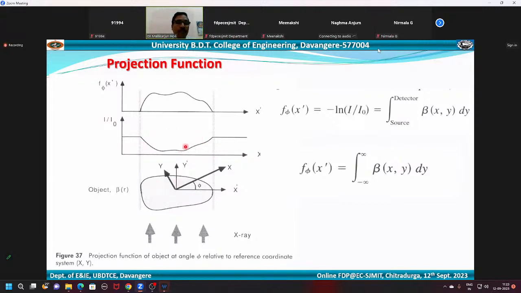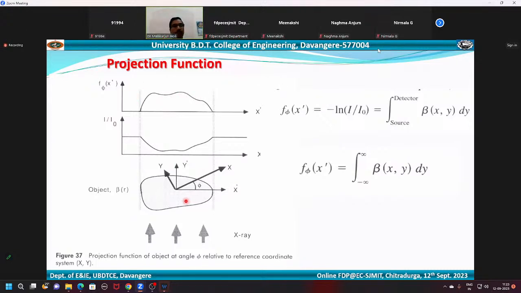If you convert that intensity profile with reference to the x and y coordinates, that intensity profile is called a projection function, given by f of phi. This is from source to detector, for a particular region. This projection function carries the information about this particular object.